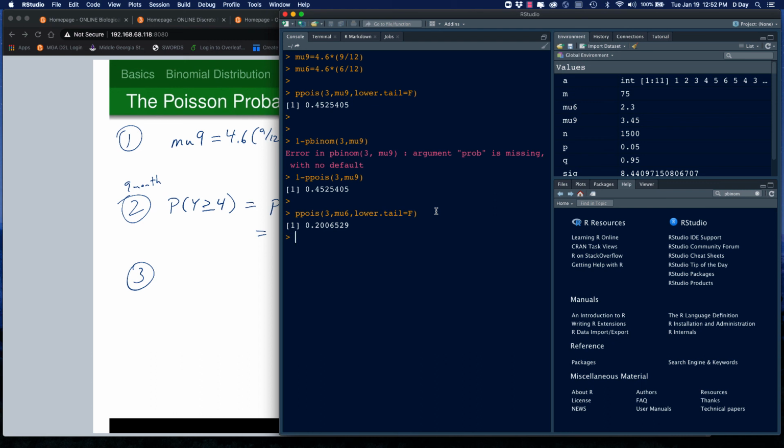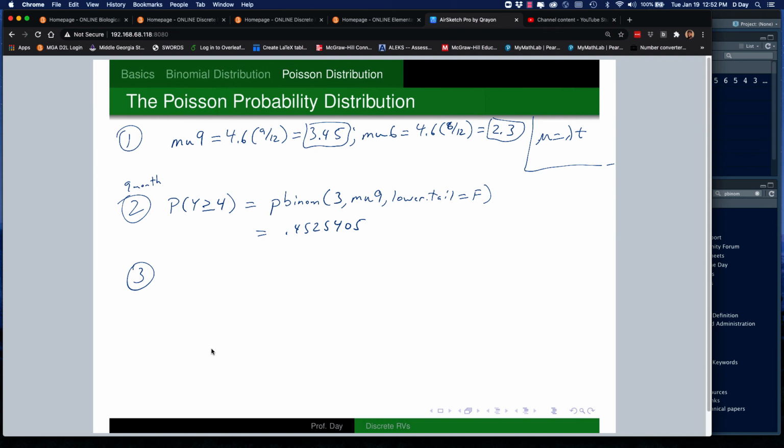Okay. The last problem. So this would be p-pois 3, mu 6, lower dot tail equals false, and we got somewhere around 0.2006529. The last one said, find me the probability that you see at least 2 deaths and at most 5 deaths. So we want to really add up those values together.